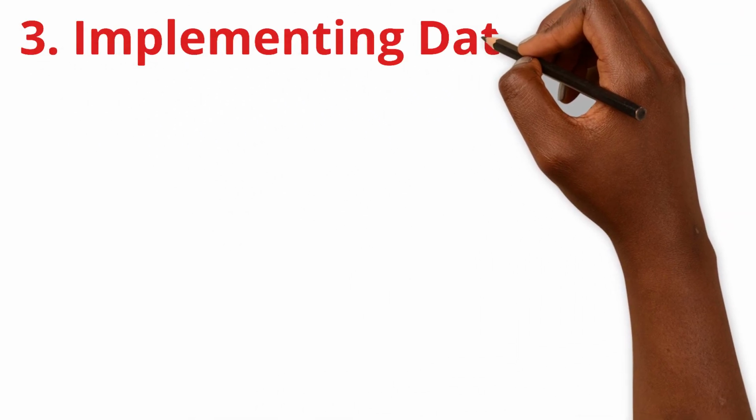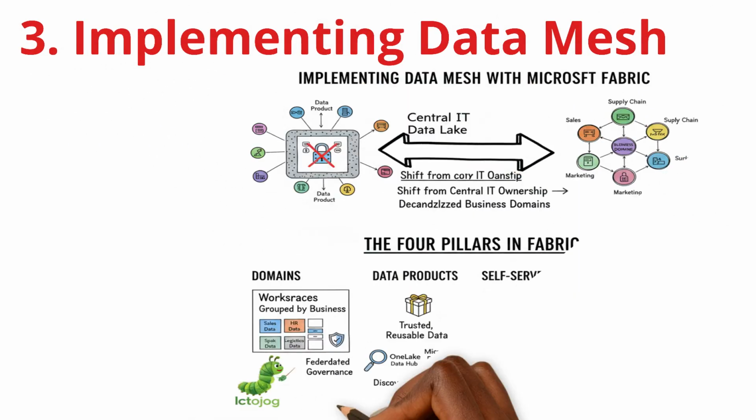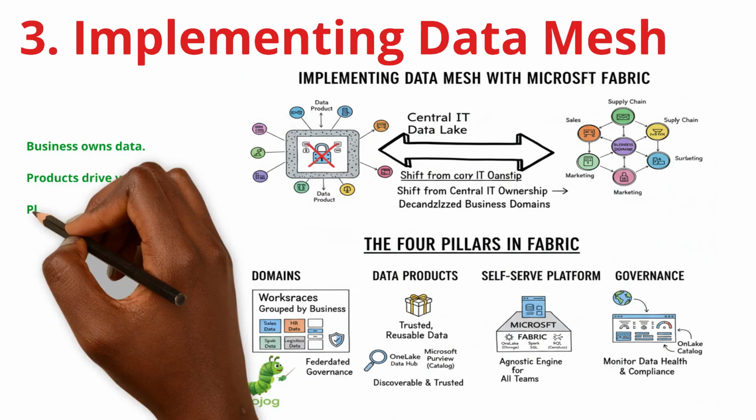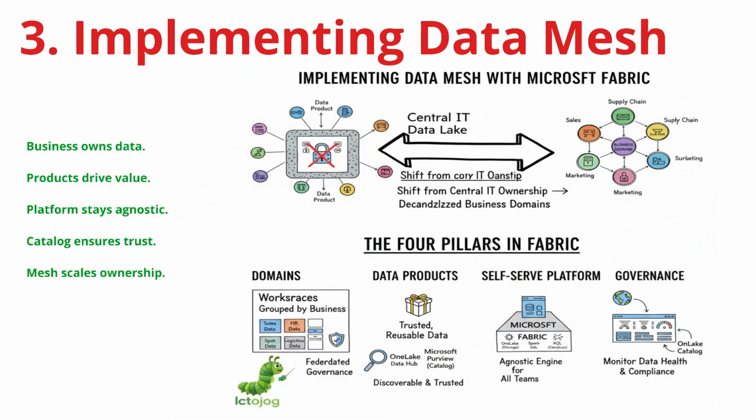Moving to a data mesh is a true paradigm shift. It's about moving away from a central IT bottleneck and shifting ownership to the people who know the data best, the business domains. Microsoft Fabric makes this possible through 4 key pillars. First, we have domains. We group workspaces by business units like sales or marketing, allowing for federated governance where each team sets its own rules.